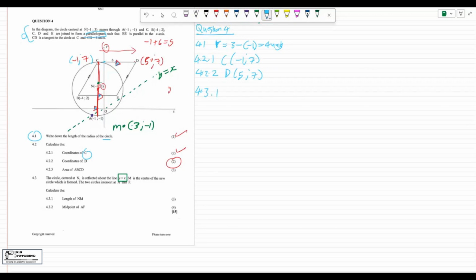4.3.1. Calculate the length of NM. So they want the length from N to M, this line. Since I've already shown, we're going to start by saying the center of the new circle that has been reflected about the line y equals x is going to be 3 and -1.